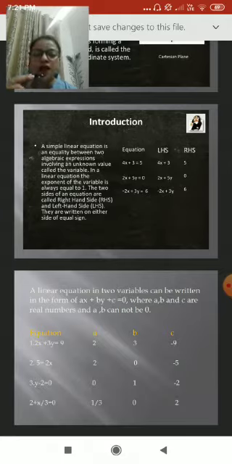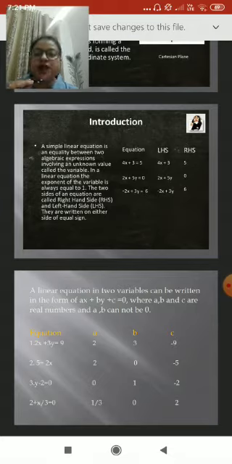Now just see the slide, you will see some examples. You can see some equations written on the left hand side and some on the right hand side. So when you look at the equation 4x plus 3 is equal to 5, 4x plus 3 is written on the left hand side and 5 is written on the right hand side.